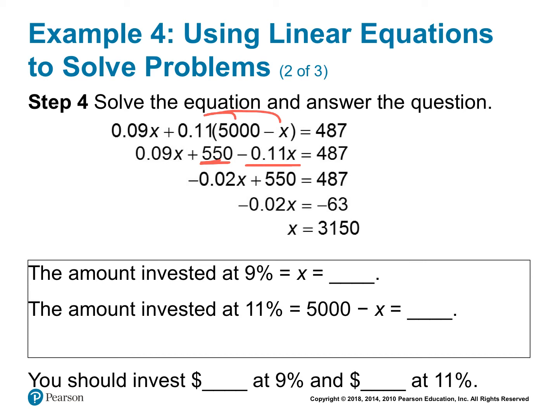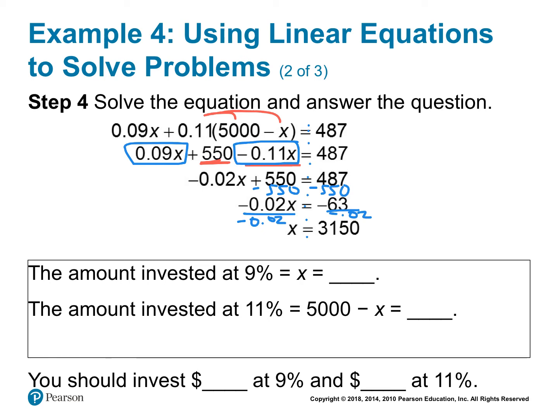And then we are going to combine our like terms. We can put these together. Now they are on the same side of the equal sign. So you just put them together. 0.09x minus 0.11x is negative 0.02x. Bring down your plus 550 equals 487. Minus the 550 over. And that's where you get negative 63 on that side. Divide by negative 0.02. And that's where we get x equals 3,150.